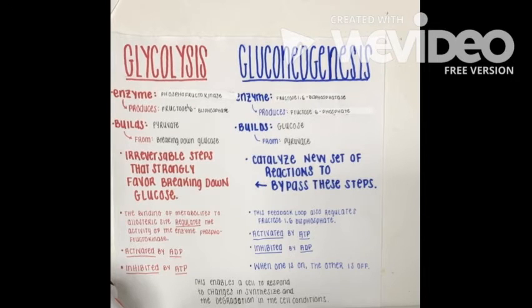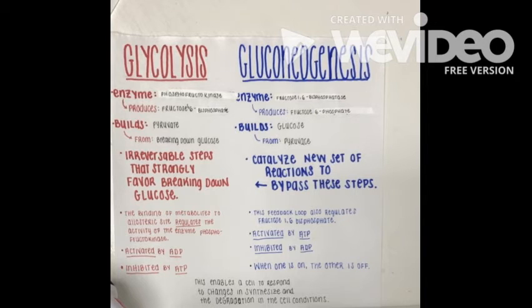Phosphofructokinase is activated by the presence of ADP, and it is inhibited by the presence of ATP in the body. This kind of feedback loop is where the products of a chain of enzymatic reactions reduce or stimulate their own production by altering the activity of an enzyme, in this case, phosphofructokinase.